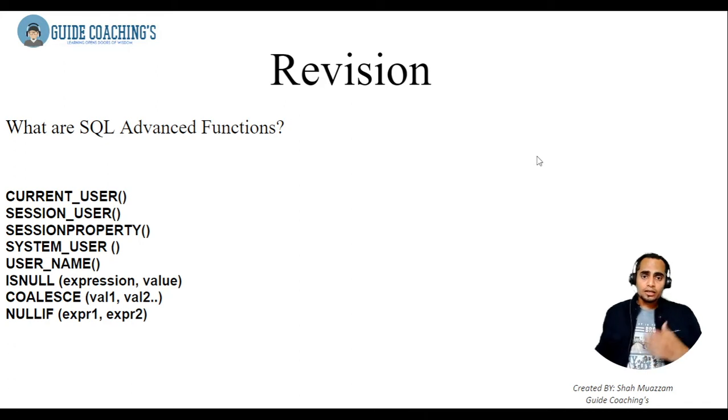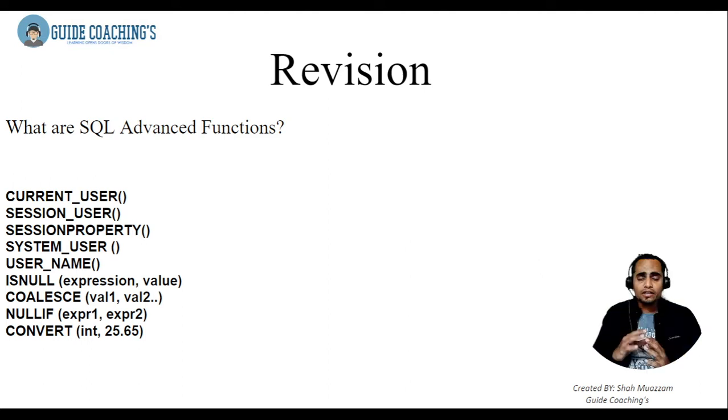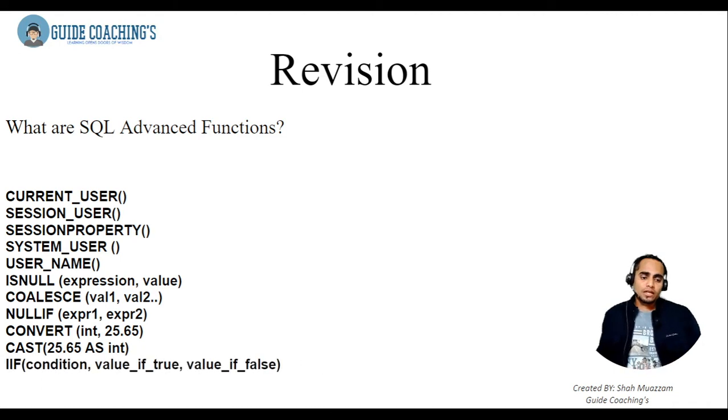Okay, then we have seen the other function which is convert. So convert and cast are basically used to typecast or to change the data type of a particular column or particular value. So if you see, I have taken an example of int comma 25.65. So when I put this expression as a function, I will be able to see that the conversion of that particular value from float to integer is done. Similarly it is used for cast as well. So we can do the typecasting, or we can change the data type of that particular column or that particular value.